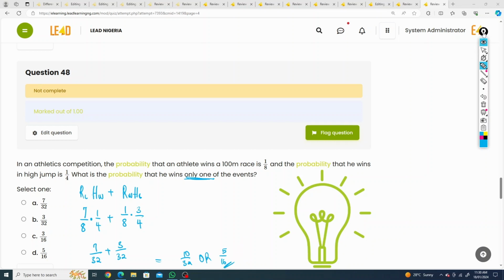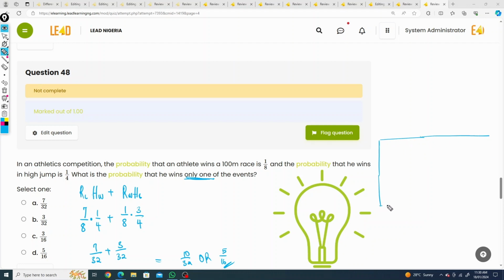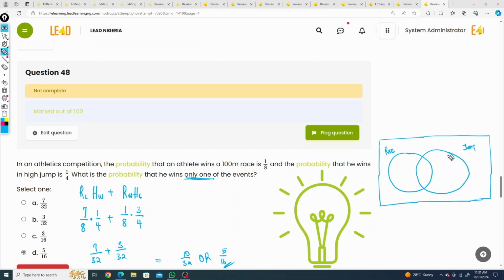Another way we could do it is to draw a Venn diagram. So let me draw a Venn diagram, because I find that this gives an intuitive approach to things, right? So the answer is 5 out of 16. So we have, let's have the race here, and here we'll have the jump.